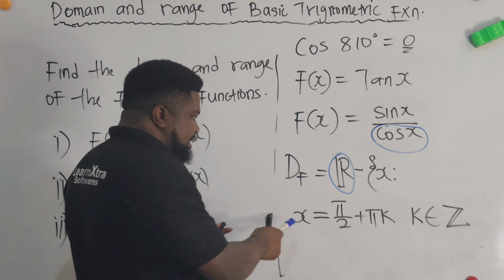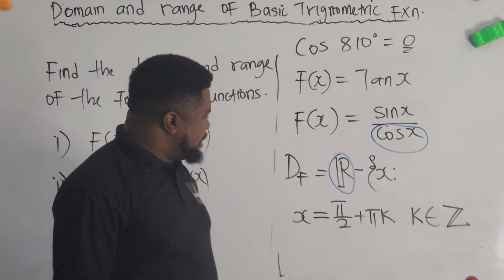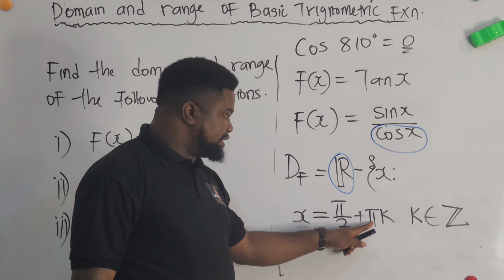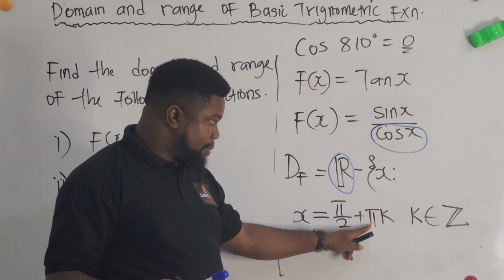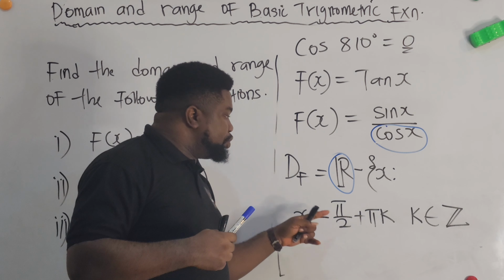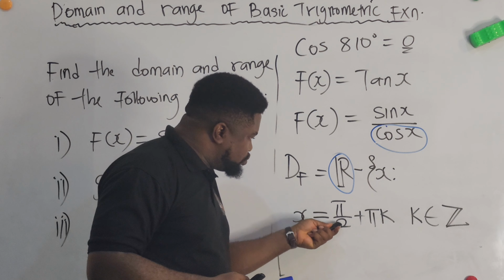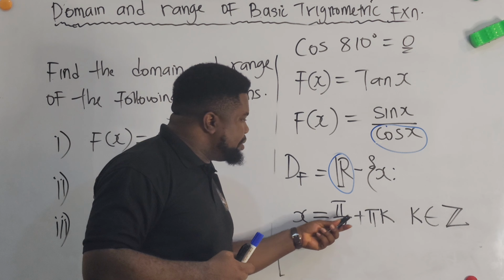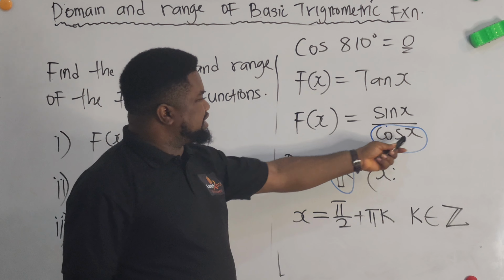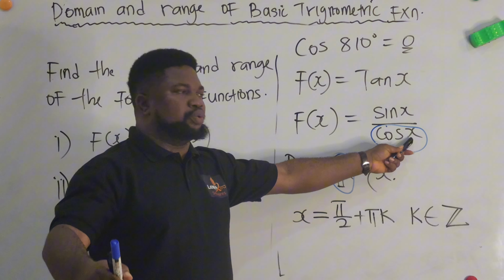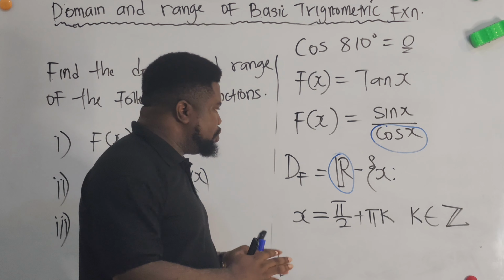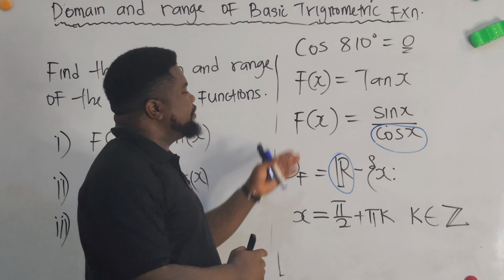So when x takes any of these values, for instance, let's say k is 1. 1 times 180 is 180, because pi is 180 in radians. So here pi over 2 is 90. So 90 plus 180, what's the answer? 270. When you punch cos 270, you must see what? 0. Making tan 270 give us math error. So all these things, we shall remove them to find the domain of tan x.